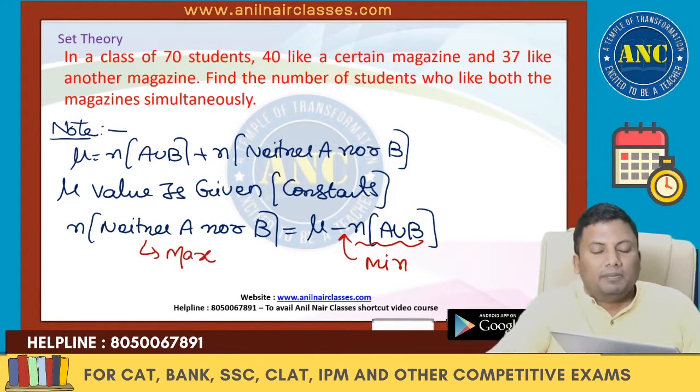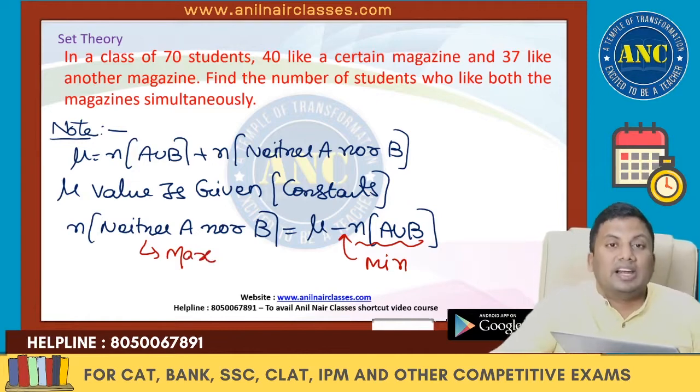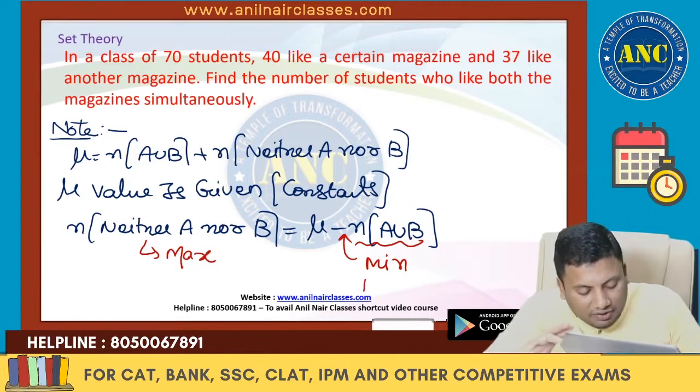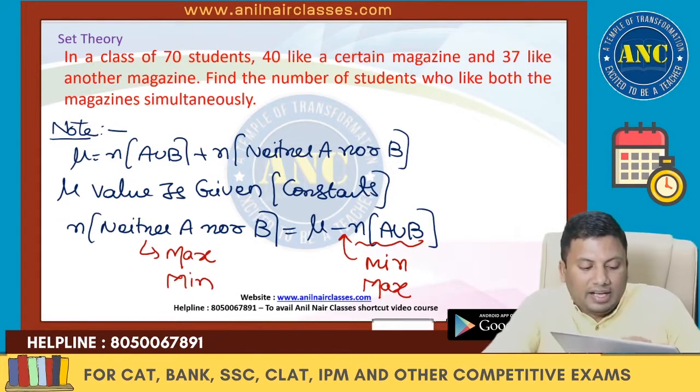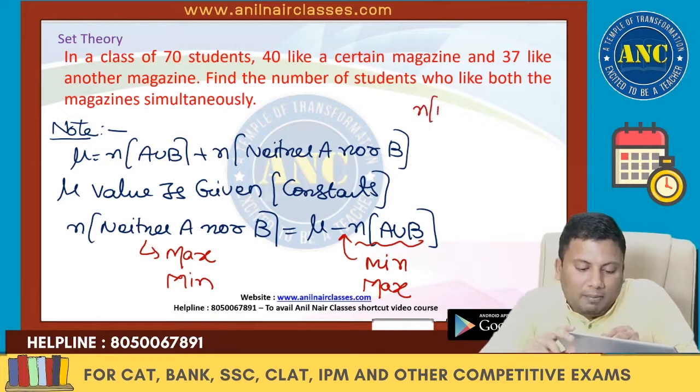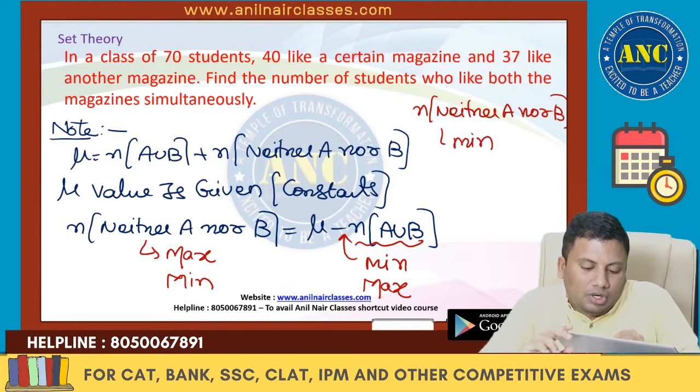This will be maximum because it is related with a minus sign. If this is maximum, this will be minimum. Please write this point. I will get back to this point under maxima and minima. Neither A nor B. If it is minimum, what should be the value?